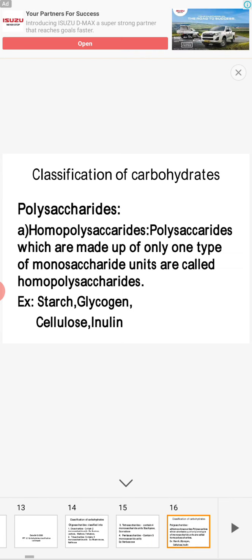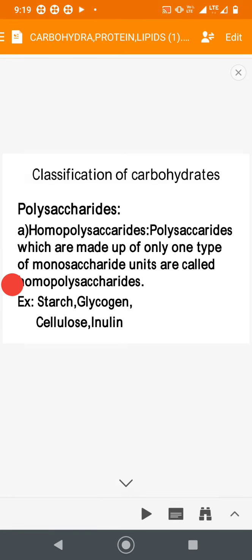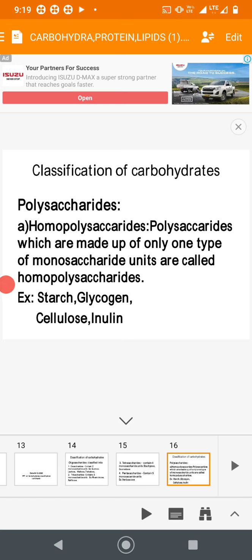Okay, so next is the polysaccharide. Poly means many, saccharide. So what is the definition for polysaccharide? Polysaccharides are carbohydrates which yield more than 10 monosaccharide units on hydrolysis. These monosaccharides may be the same, similar, or different monosaccharides. If they are similar, then it is called homopolysaccharide.